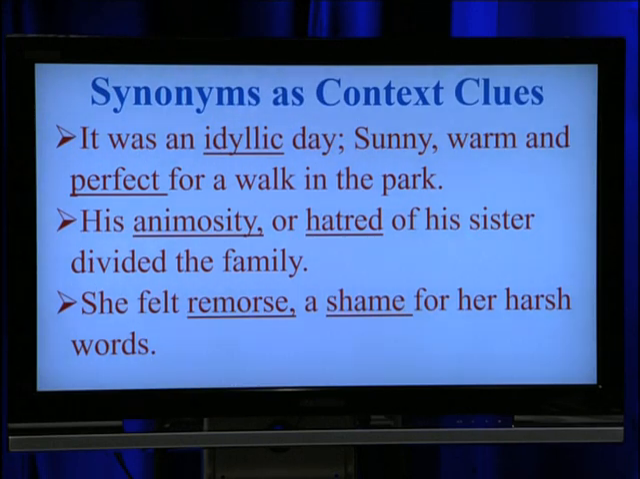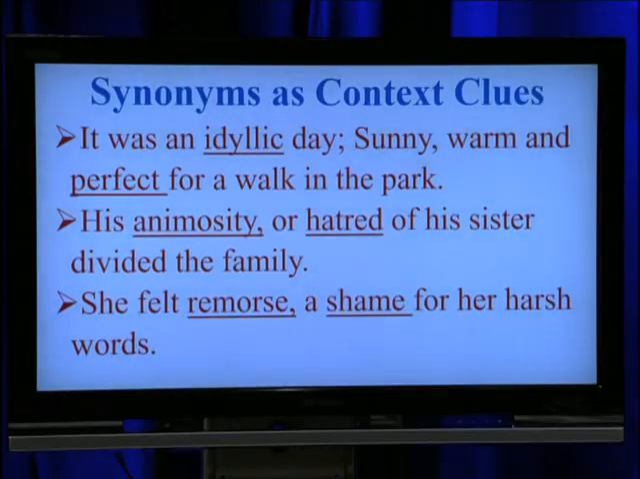Now, sometimes writers use synonyms as context clues. By the way, do you know what a synonym is? Words that have similar meaning are called synonyms. Let us read this example sentence. It was an idyllic day, sunny, warm, and perfect for a walk in the park. Now, the synonym for idyllic used here by the writer is perfect.